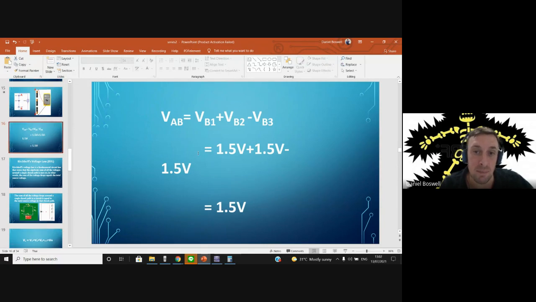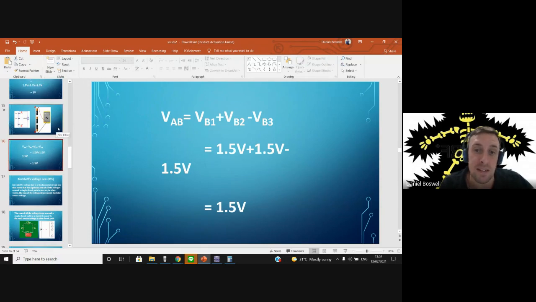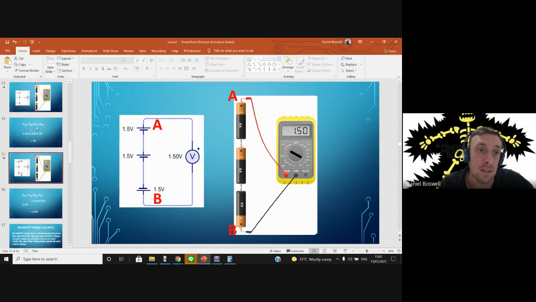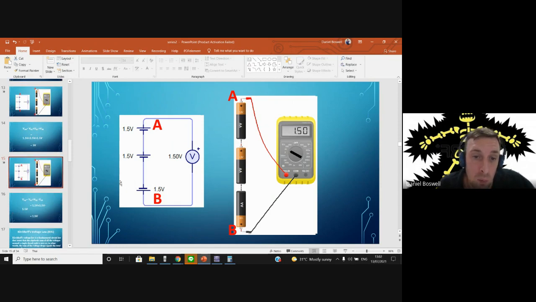So this is what we want to do here: is find the value for this. It would be 1.5 volts.